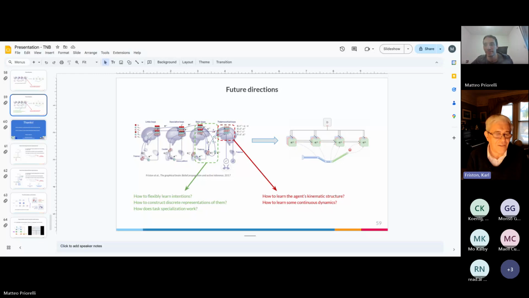As I say, in English it's slightly confusing because the intention is something that a priori you intend to do. If you were putting that as a bullet point in a paper, I think it would be: how to flexibly learn how to realize your intentions, how to construct discrete representations. Well, I think you've already done that. I should also say that the graphic you've got on the left-hand side here, you've already implemented that. You've got all the key ingredients.